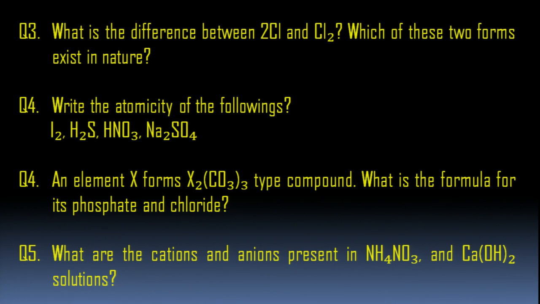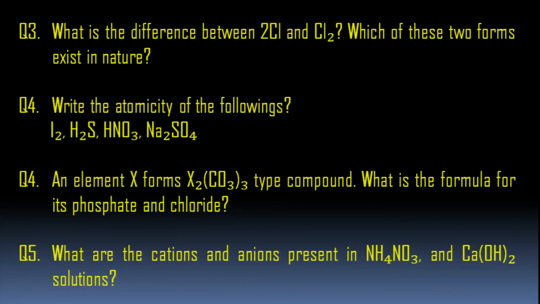Next question. What is the difference between 2Cl and Cl2? Which of these two forms exists in nature? Let me give you a hint. 2Cl means 2 atoms of Cl and Cl2 means 1 molecule of chlorine, and Cl2 is independent in nature. Write the atomicity of the following: I2, H2S, HNO3, Na2SO4. That's very easy. An element X forms a compound of the type X2(CO3)3. What is the formula of its phosphate and chloride?